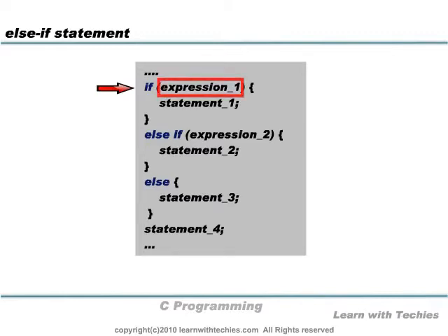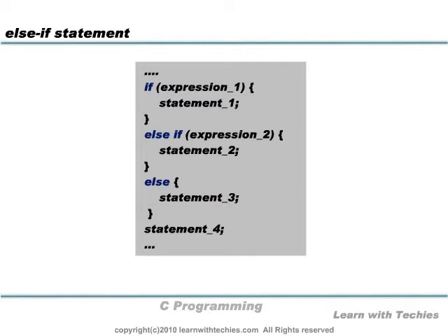The expression 1, enclosed in the if statement, is evaluated first. If it evaluates to true, then statement 1, enclosed in the if statement, is executed, and then the control jumps out of the whole if statement, that is, it jumps to statement 4. If expression 1 is not true, then it goes to the next condition, that is expression 2. If that is true, then it executes statement 2, and jumps to statement 4. If expression 2 is also not true, then it goes to the else part, and executes statement 3 and continues.